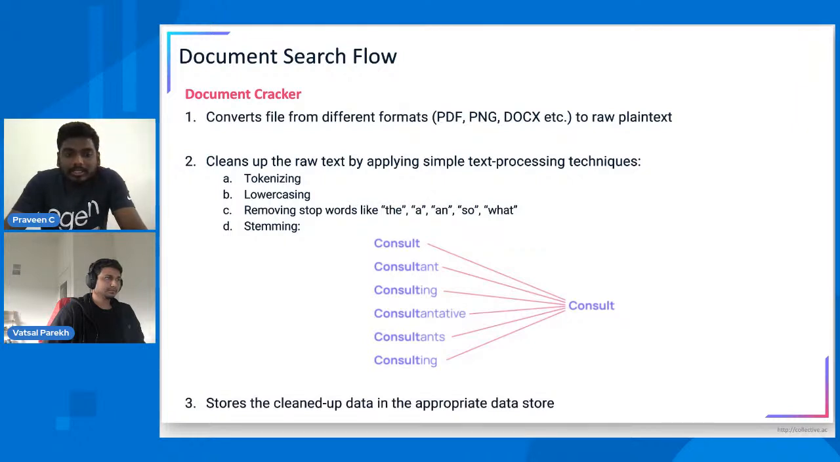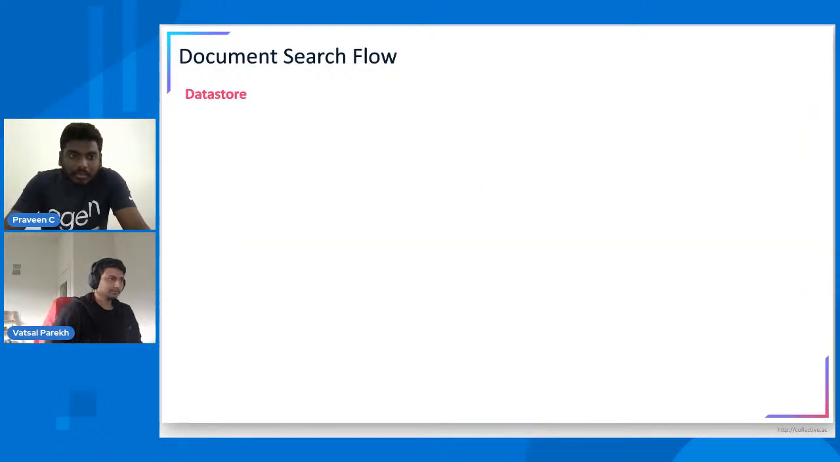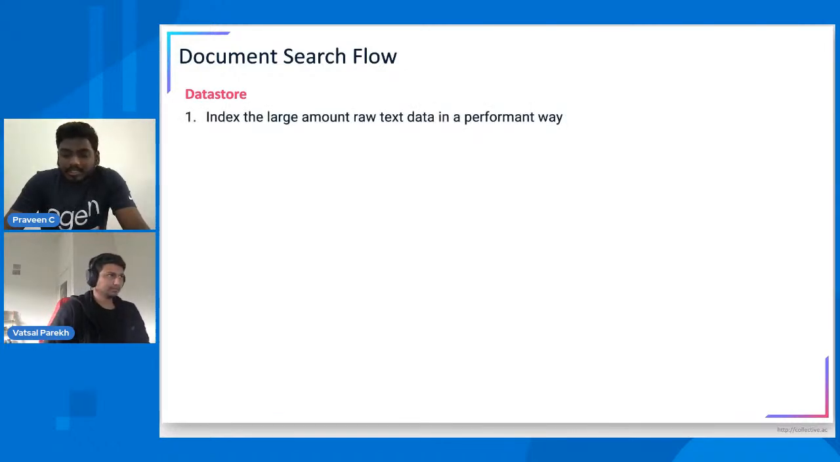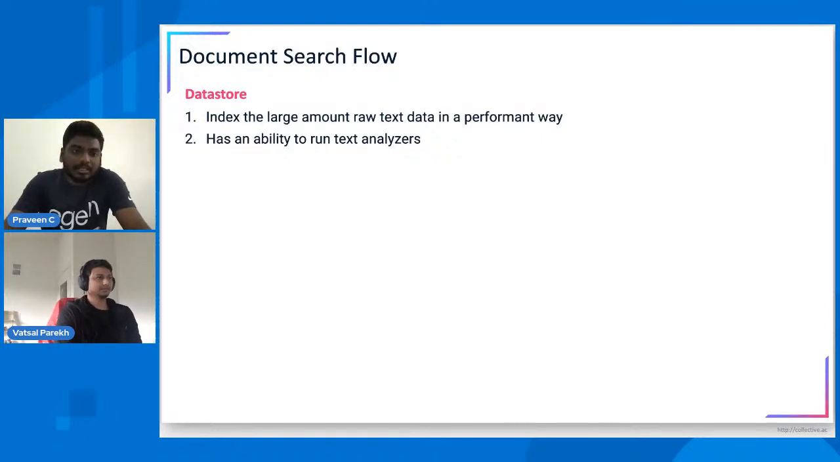Once the data is cleaned up, the document cracker stores it in the data store. Now we'll go into the data store and what is expected of it. We upload a lot of documents, right? So we need to handle a big amount of data in a very efficient way. That is the main initial requirement for the data store. Also, the text analysis we discussed in the document cracker should be part of the data store, so it understands these steps.